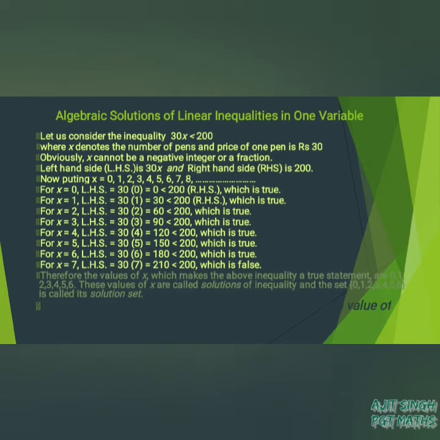So the values of x which make the above inequality a true statement are 0, 1, 2, 3, 4, 5 and 6. That is, the number of pens may be 0, 1, 2, 3, 4, 5 or 6. These values of x are called solutions of the inequality, and the set 0, 1, 2, 3, 4, 5, 6 is called the solution set. That is, we can purchase either 0, 1, 2, 3, 4, 5 or 6 pens using rupees 200.